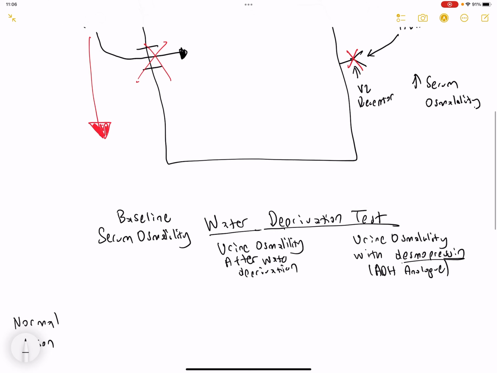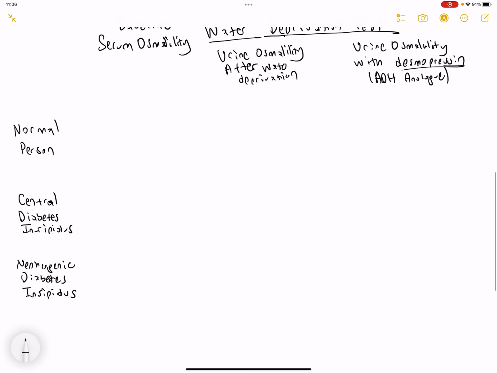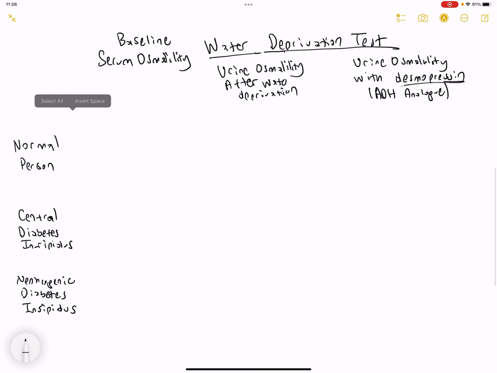Now let's discuss how we can differentiate between these two diseases. So a patient comes with some type of diabetes insipidus, but we need to distinguish between these two diseases. So first, let's talk about what a normal person would exhibit in a water deprivation test. Water deprivation test is the test we're going to use to distinguish between central and nephrogenic diabetes insipidus.